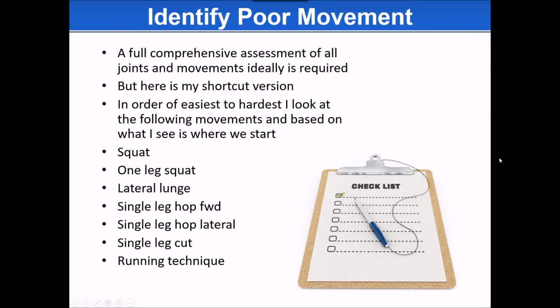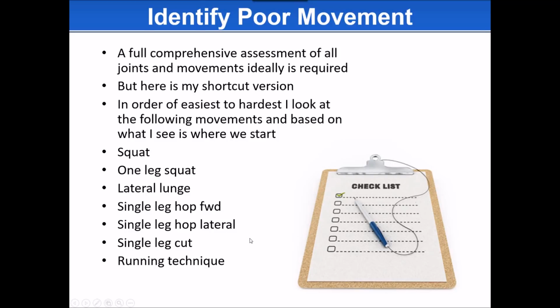That's the tricky part. Like I was saying, you need a checklist. Really, you need a comprehensive, full-on assessment. But when I went up to the football club, there's no way I could have done that with that many players in the amount of time I was there, and I would have been exhausted as well. So I'm going to show you my shortcut version. When you know what you're looking for, you can break off into different areas, like I mentioned. These are the things I was using: a basic squat, a one leg squat, a lateral lunge, a single leg hop forward, a single leg hop laterally, then a single leg cutting move, and also running technique.